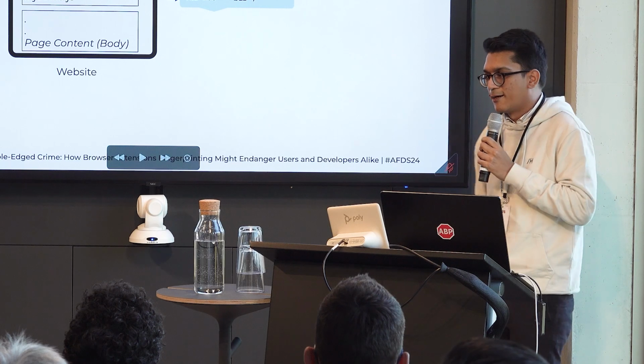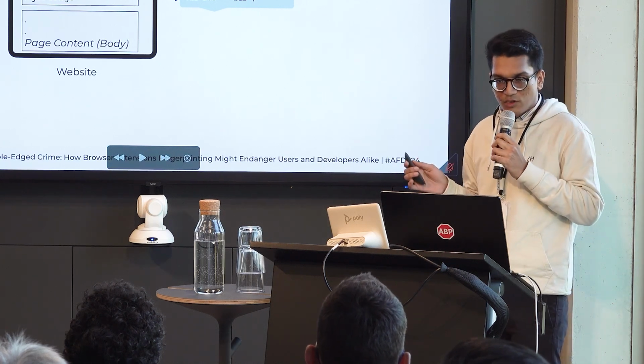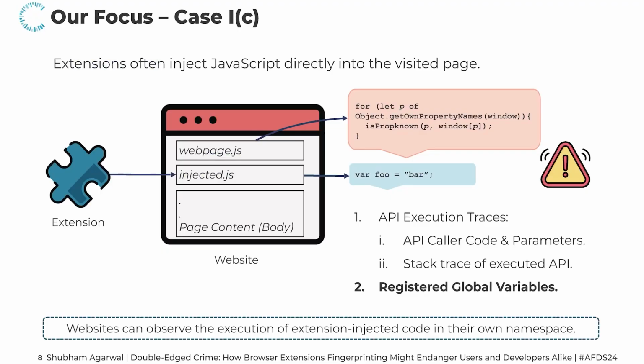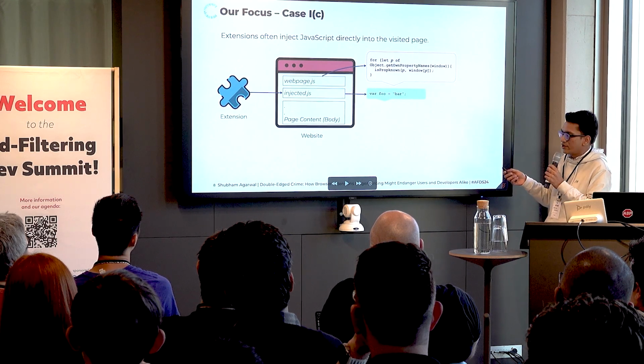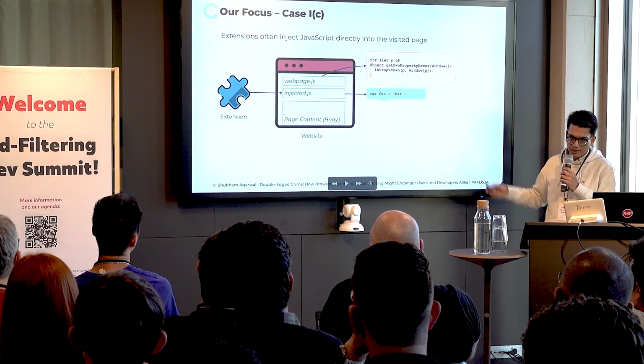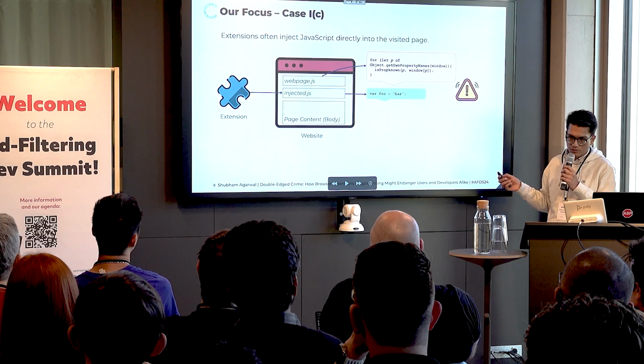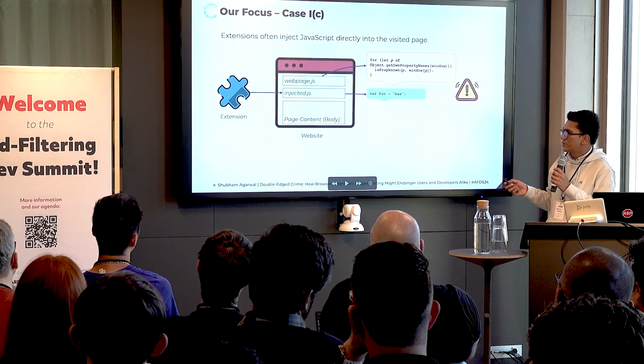Perfect, yes. So that was about API invocations, but then these injected scripts could also register variables, right? And these are global variables that we are talking about. Of course, we are talking about not just the same context of execution, but also the same global JavaScript namespace. A web page JavaScript can simply enumerate over all the window properties and try to infer what sort of extension installed what variable. And then we have a fingerprinting problem here. Very basic, very simple, right?